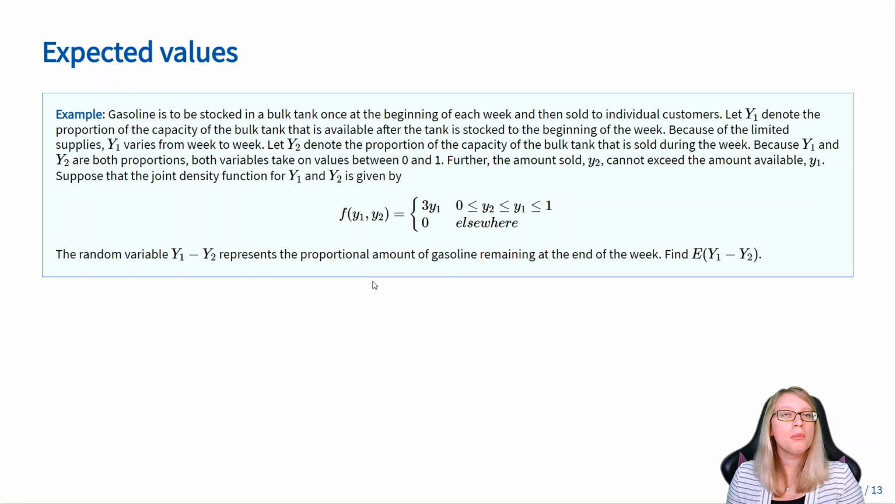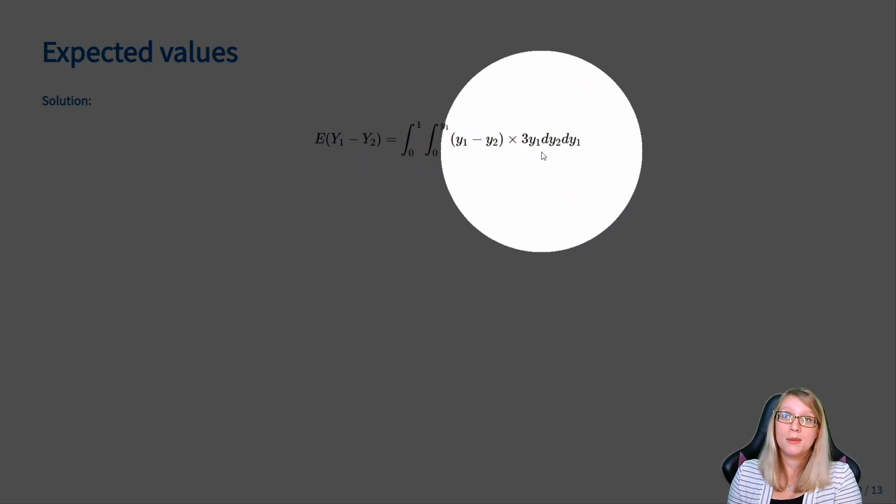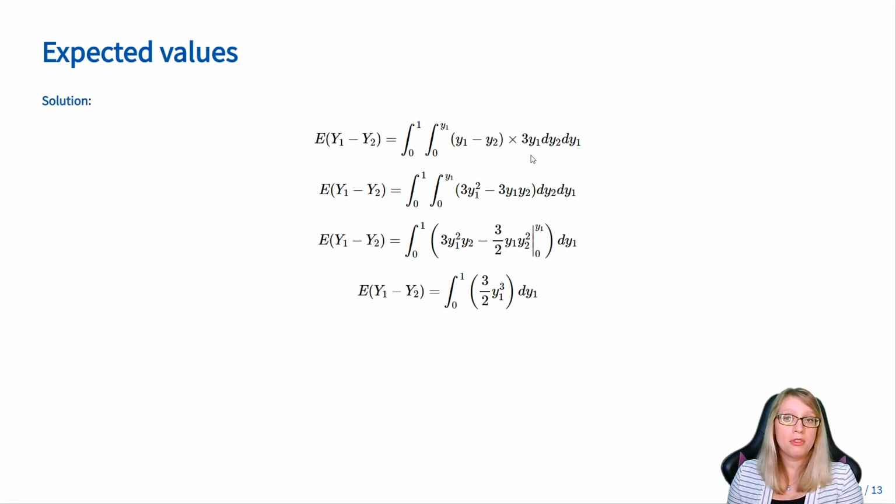Then what the random variable y1 minus y2 represents for us is the proportional amount of gasoline remaining at the end of the week. How much is left over? Let's find the expected value for how much we would have left over. We've got a couple different strategies here. We could take the double integral of y1 minus y2, our function, times the joint PDF. We could go ahead and integrate through this. I'll skip through the steps, and we get 3/8 for that.